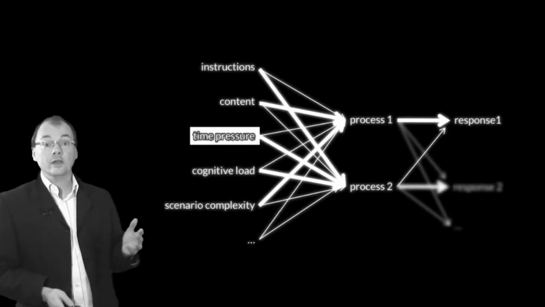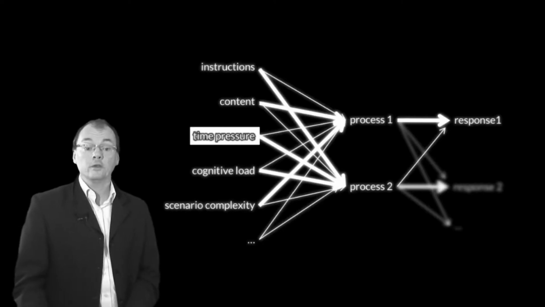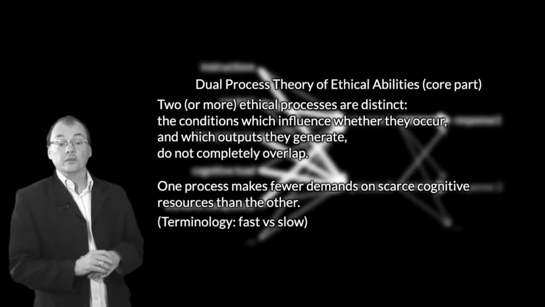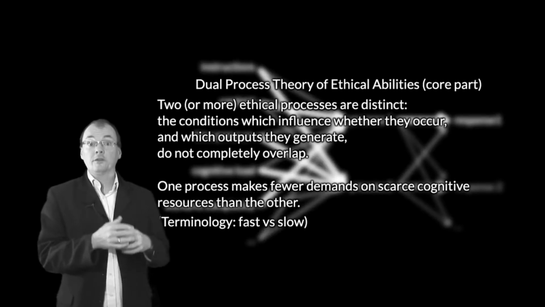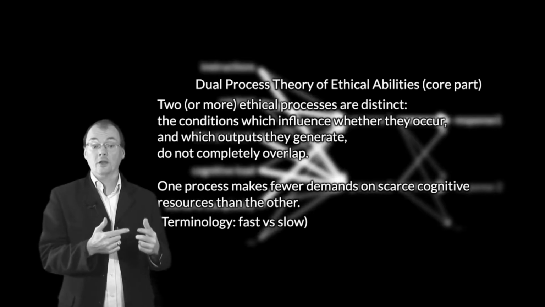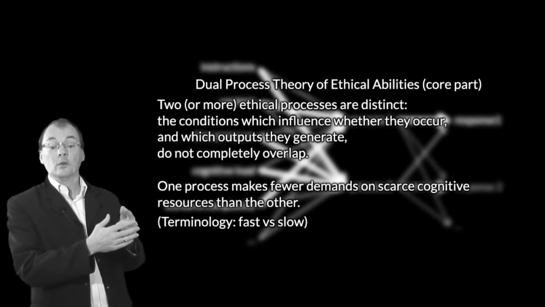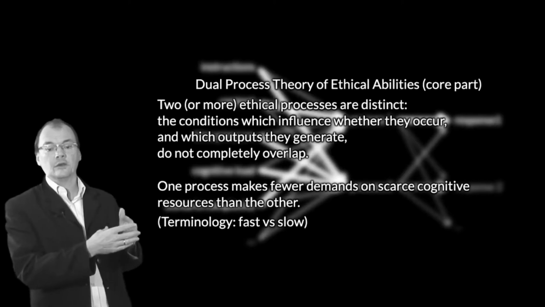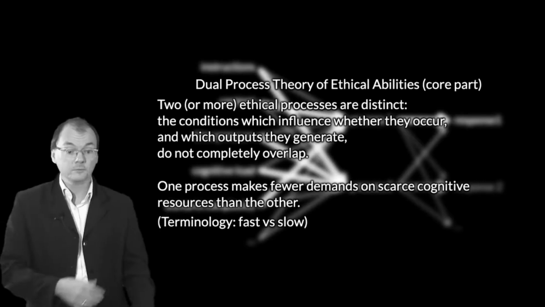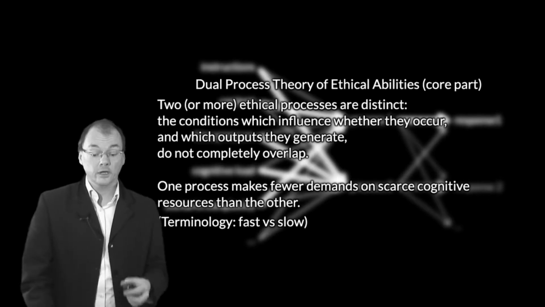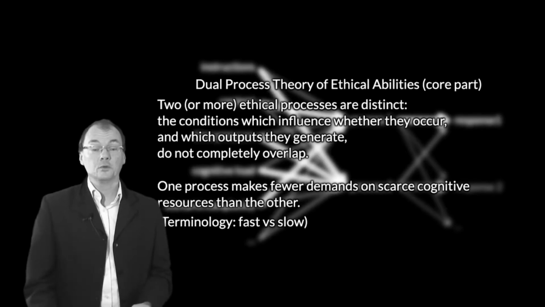So that's good. So there are two experimental findings which would seem to support the dual process theory of ethical cognition. And that's good. Now, what does it say? It says once more that there are two or more ethical processes which are distinct in the sense that the conditions which influence whether or not they occur and which outputs they generate don't completely overlap. And because we think that one of those processes will make fewer demands on scarce cognitive resources than the other, we're going to talk about a fast process, strictly speaking faster, and a slow process, strictly speaking slower. And that's all the theory says, although as you've seen, we're sometimes going to introduce additional assumptions in order to generate further testable predictions.